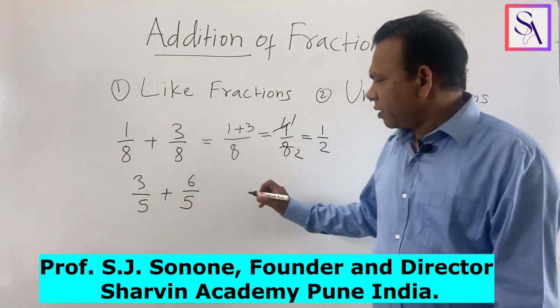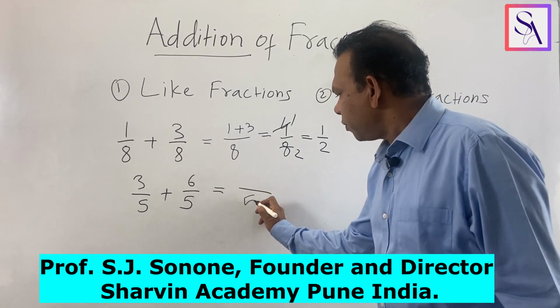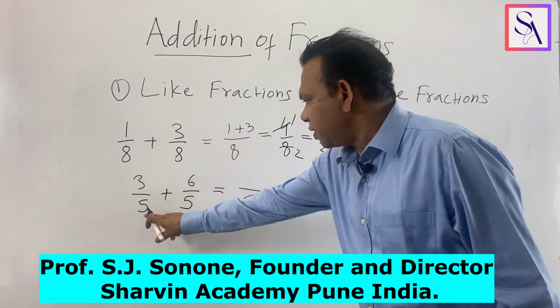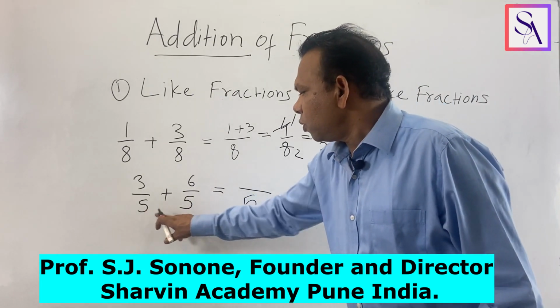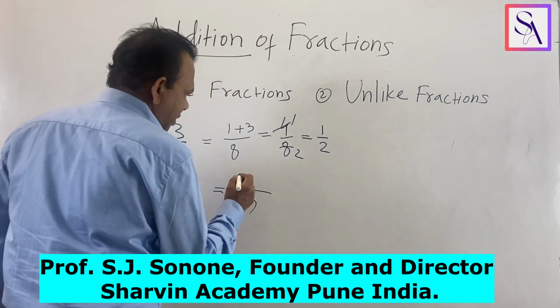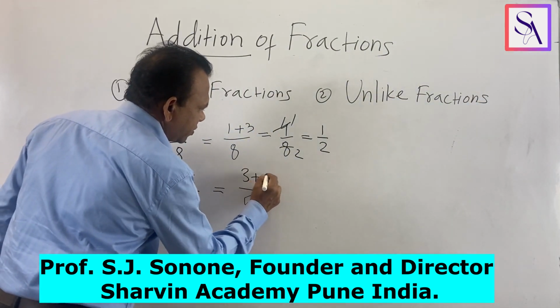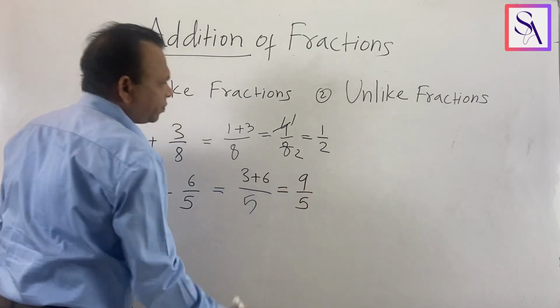So what is our method? Just take one denominator 5, because the denominators are same, hence these two fractions are like fractions. So take one denominator, that is 5, and add this 3 plus 6. 3 plus 6, 9 by 5.